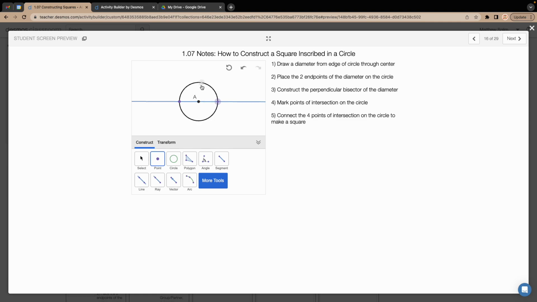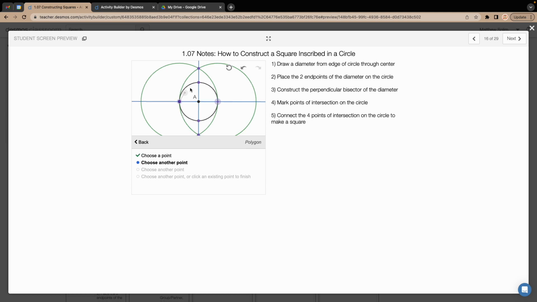So if I make the perpendicular bisector, let's see what happens. So I'm going to make a perpendicular bisector through A. Make a line through A. Now, if we look, there's 4 points on this circle. 1, 2, 3, 4. And if we connect them, we get a square.